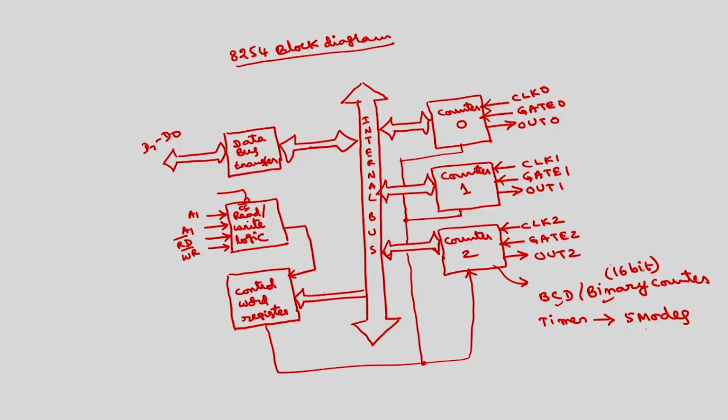In case of 8-bit counters, we have to load only 8 bits. In case of a 16-bit counter, first you have to load the lower order 8 bits, then the higher order 8 bits. These all depend upon the format of the control word register. The format of the control word register is similar to the 8255. Here also we have an 8-bit control word register.